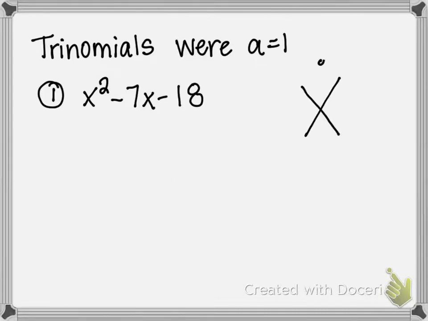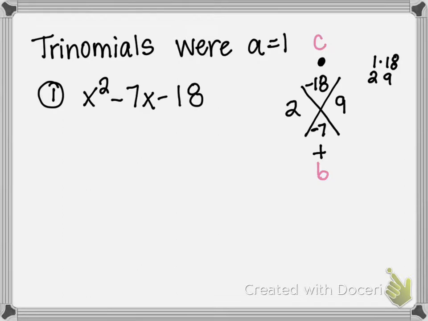I'm looking for two numbers that when they multiply, they're going to give me negative 18, but when I add them together, they're going to give me negative 7. So we're looking for my C value, multiply to get C, add to get B. So I have multiple options. I could do 1 and 18. Well, 1 and 18 can't get me 7. I have 2 and 9. So 2 and 9 could work. We just have to figure out how to manipulate that.